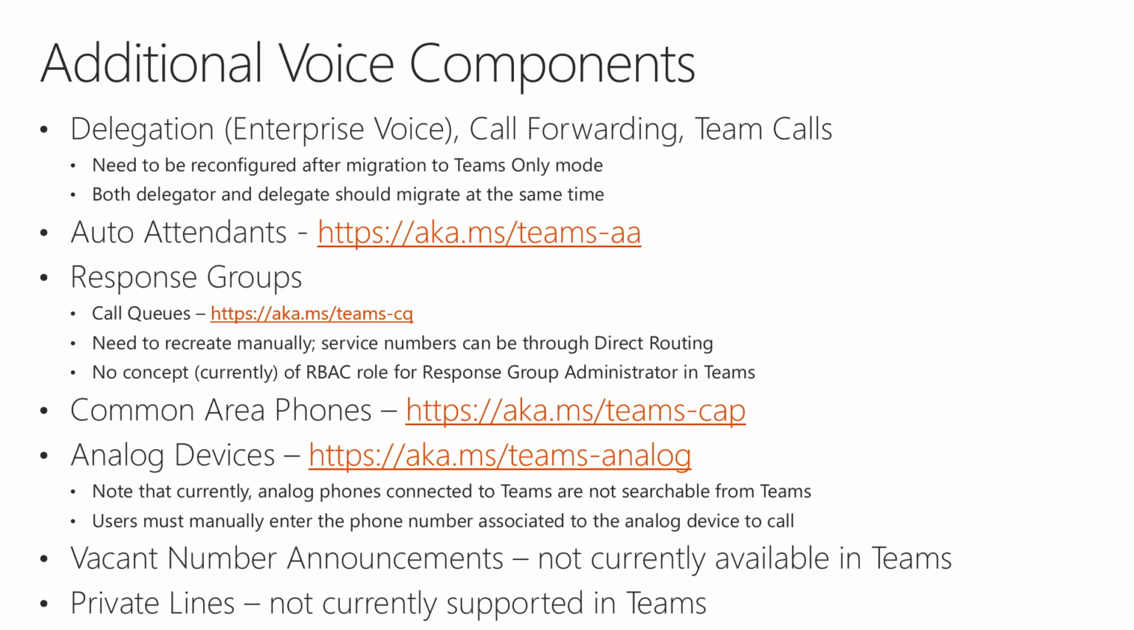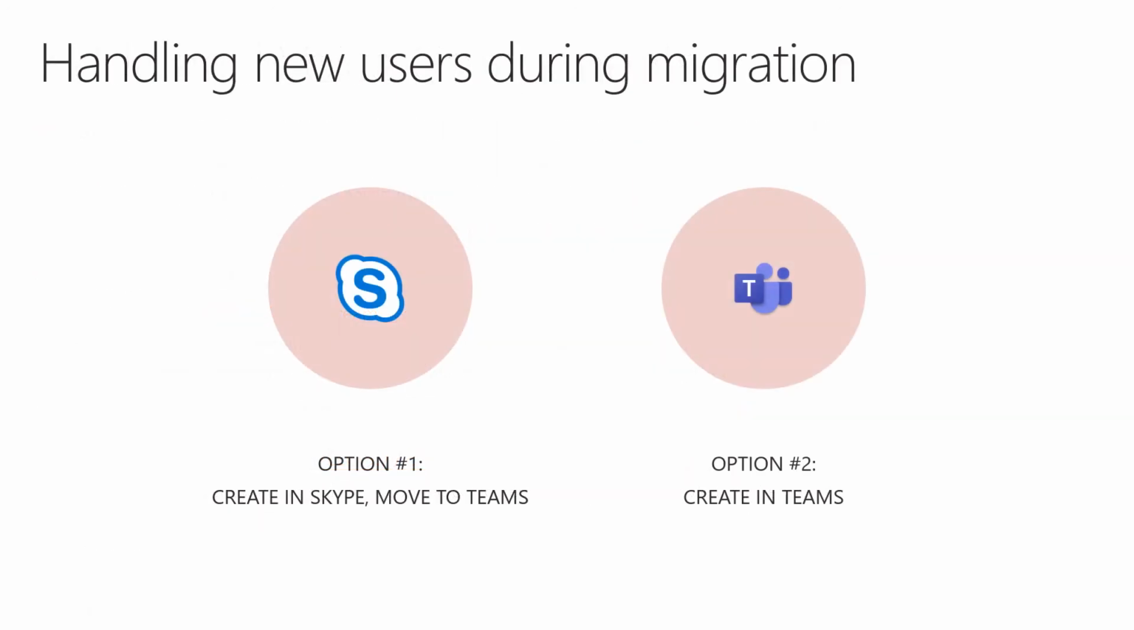And lastly, there's a couple of features that as of this recording, we currently don't support in Teams: vacant number announcements and private lines. So just be aware of those as you're staging the rest of your migration from on-premises.